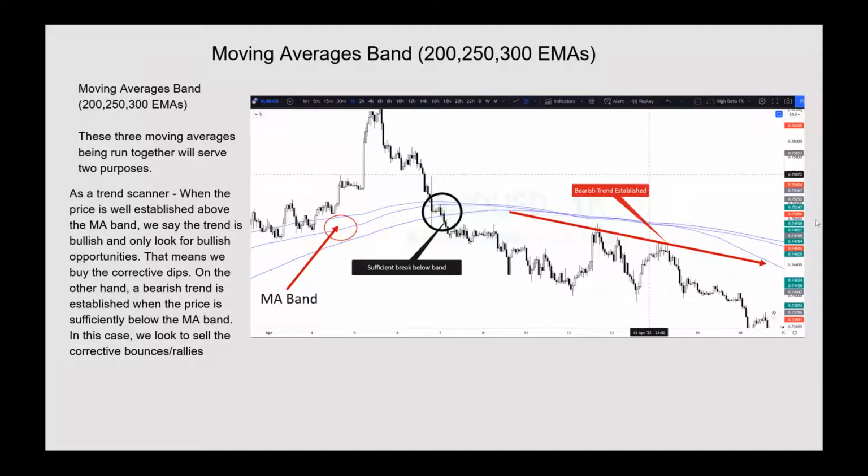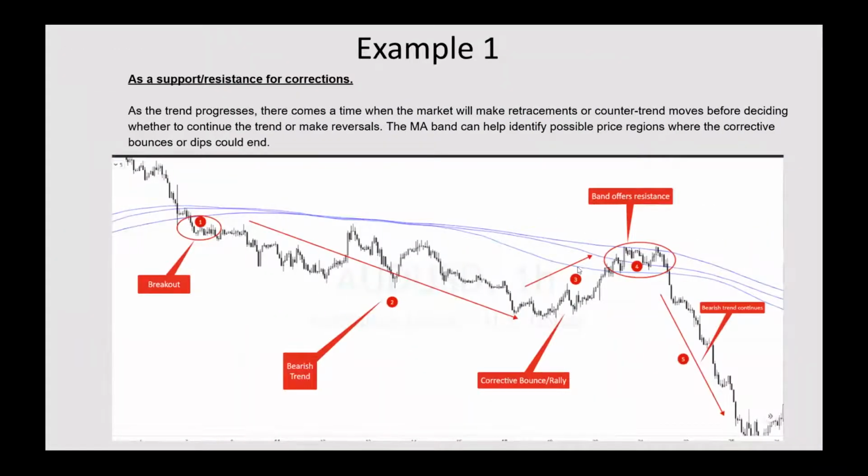All right, so let's see what happened next. This is an example that we have here now. As the trend progresses, there comes a time when the market will make retracements or counter trend moves before deciding whether to continue the trend or make reversals. The moving average band can help identify possible price regions where the corrective bounces or dips could end. That's what I just talked about now.